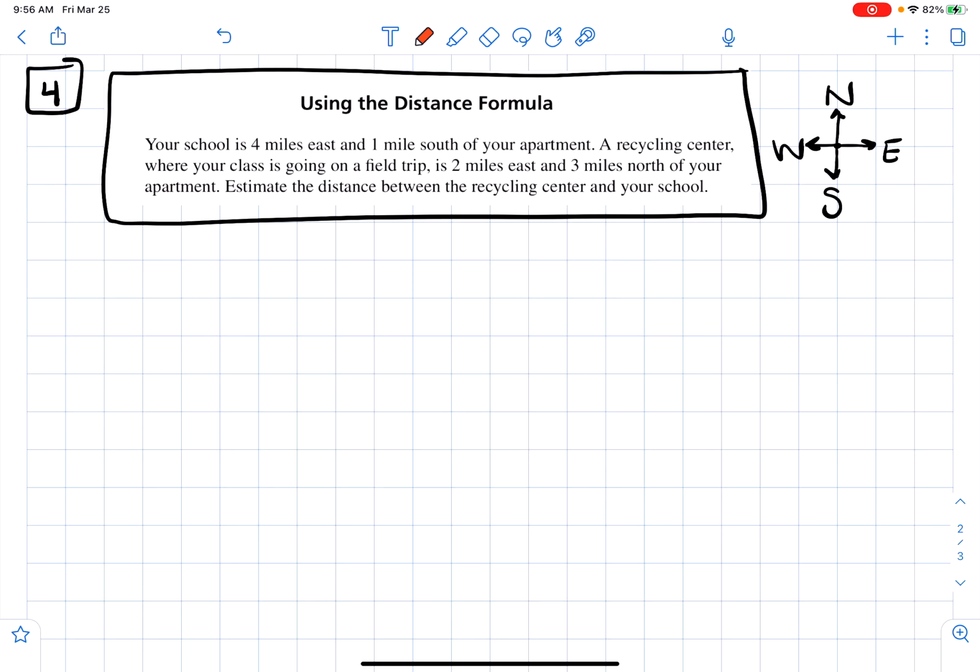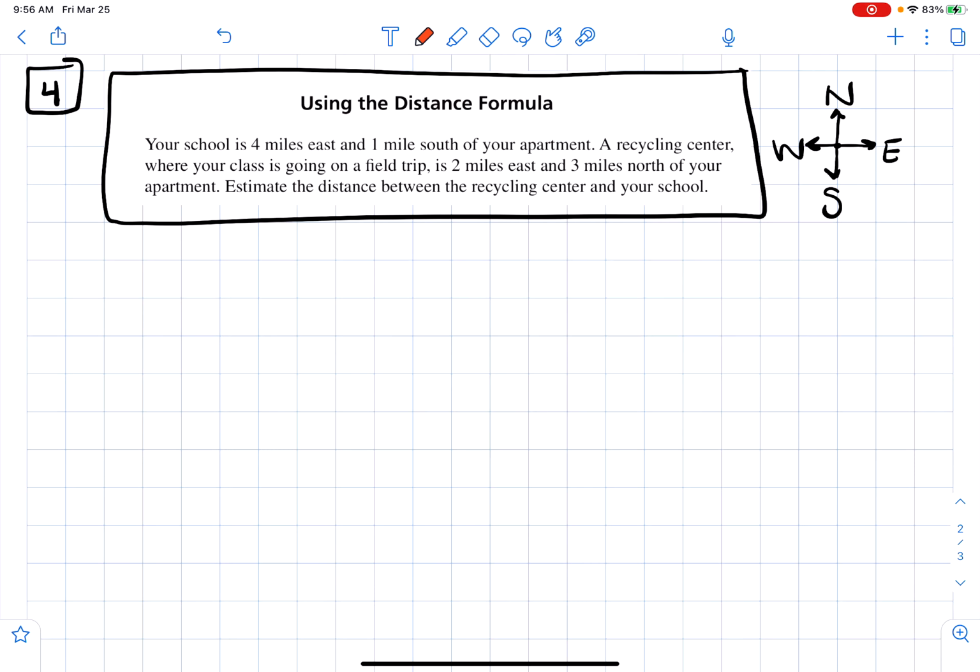Okay, last example here of the lesson is box number 4, using the distance formula. It says that your school is 4 miles east and 1 mile south of your apartment. A recycling center where your class is going on a field trip is 2 miles east and 3 miles north of your apartment. Question is, estimate the distance between the recycling center and your school.